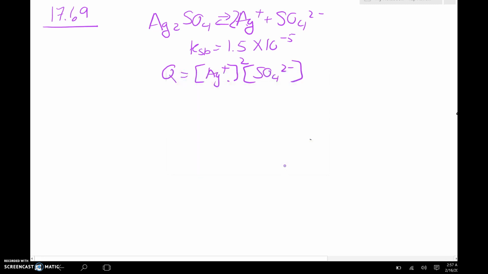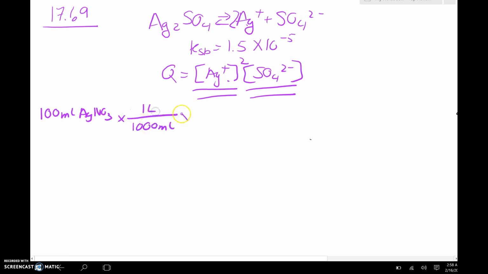Okay, so now the next step is actually calculating these concentrations. They did give me an Ag solution and an SO4 solution, but remember, like last time, I'm mixing the solutions together. So I have to recalculate the concentration. So I'm going to start with the 100 milliliters of AgNO3. And I'm going to go ahead and just, like always, convert milliliters to liters, so was it 0.05? Yeah.